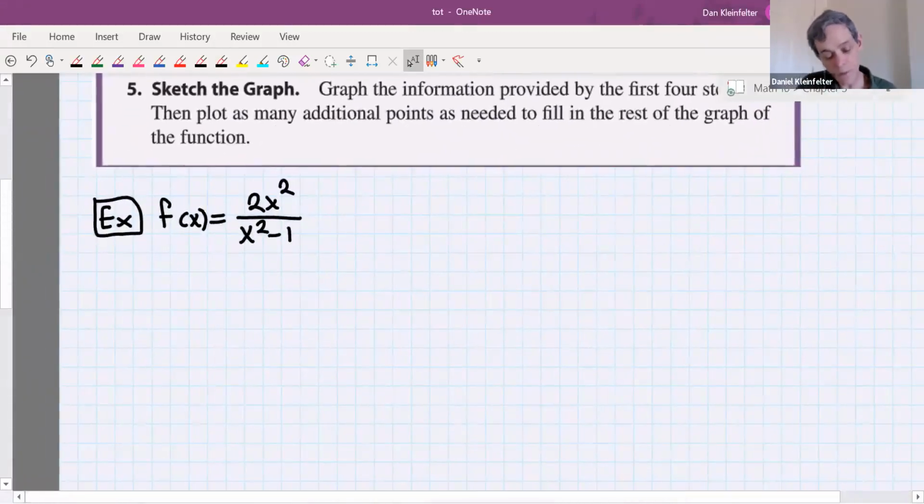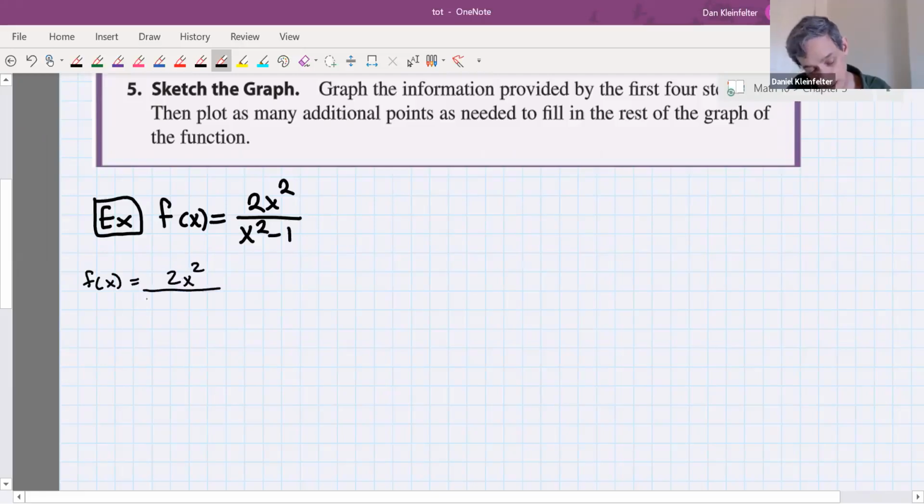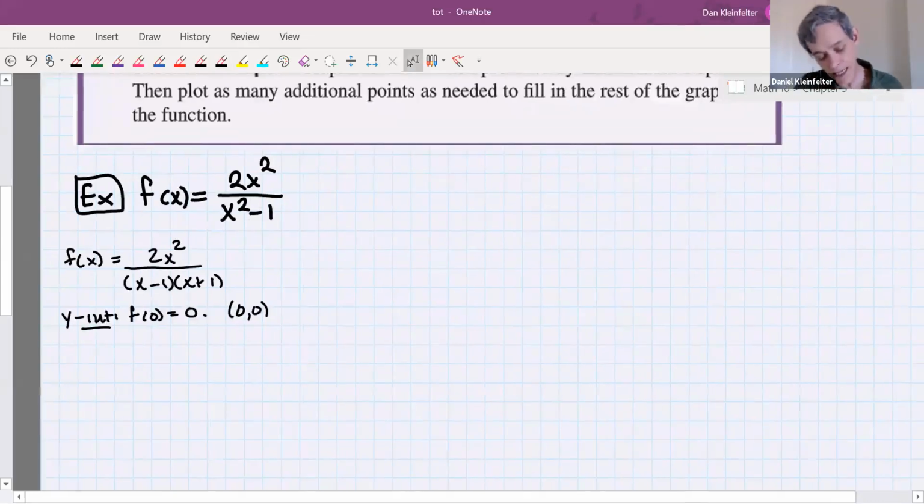So here the function is going to factor as the numerator. There's not a lot to do there. The denominator will be x minus 1, x plus 1. Now intercepts. The y-intercept first will be f of 0, which is 0. So this one is going to pass through the origin. And then for x-intercepts, it's going to be the same. If it passes through the origin, there's no other one.